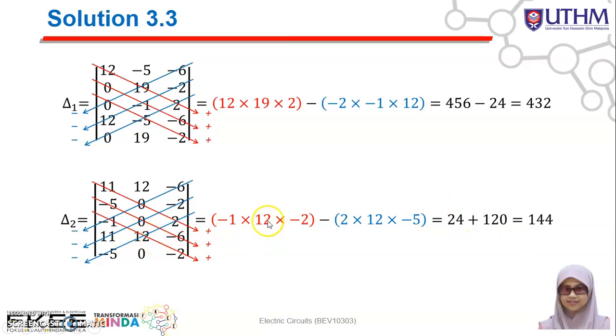Alright, and then minus this thing. So minus negative 6 multiplied with 0 multiplied with negative 1, 0. So here also 0. So minus 2 multiplied with 12, 24. 24 multiplied with negative 5 is equal to negative 120. So minus becomes plus. So 24 plus 120 is equal to 144. Okay, so this is the value of delta 2.